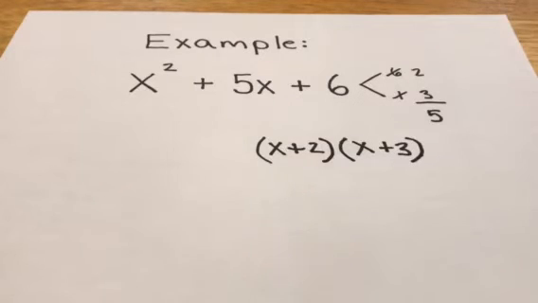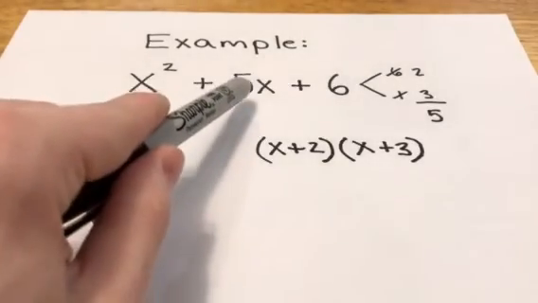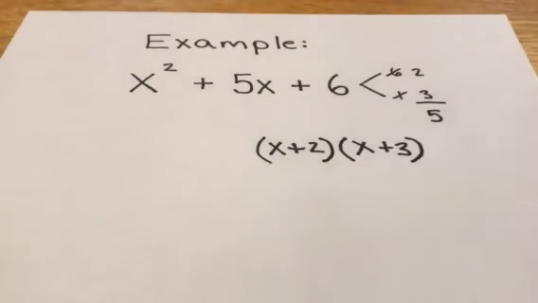Now that's just a really brief example of how this works. Keep in mind that we're multiplying to the last number, which is the number at the very right side, and we're going to be adding up to the middle number, which is that number out in front of the x. The two numbers have to multiply to the last number and add up to the middle number.